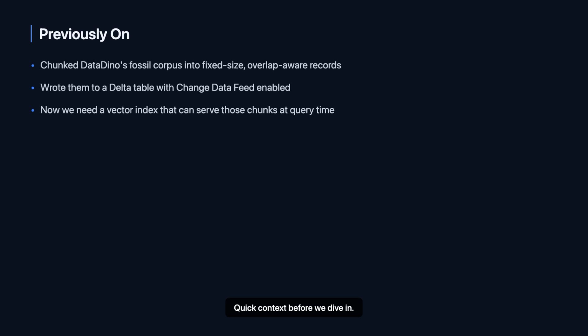Quick context before we dive in. DataDino's team has already chunked the fossil corpus into fixed size, overlap-aware records, and written the results into a delta table called fossil chunks, with change data feed turned on. That switch was set deliberately, because today it pays off. Now we need a vector index that can actually serve those chunks at query time, and that means making a configuration call.